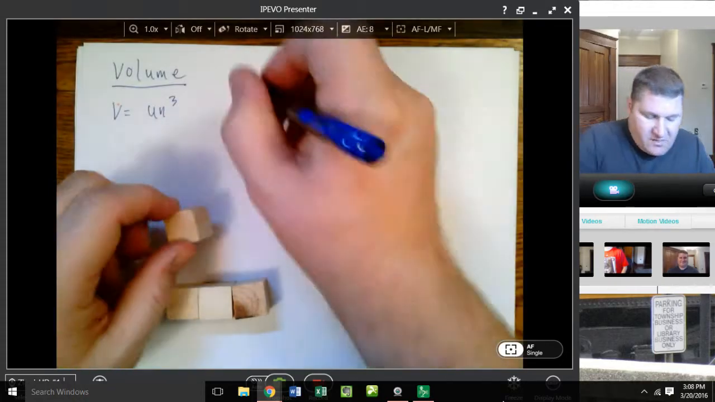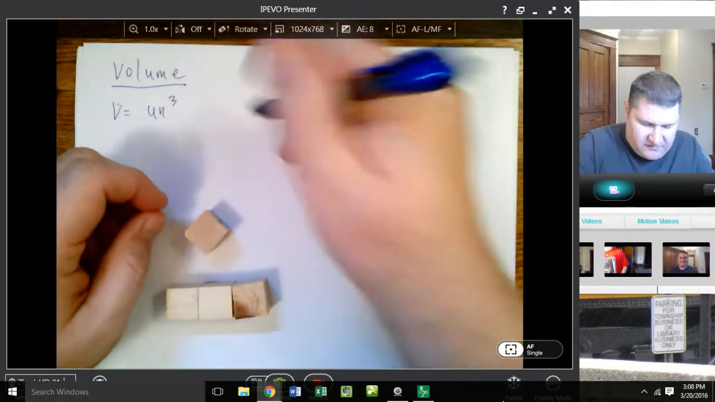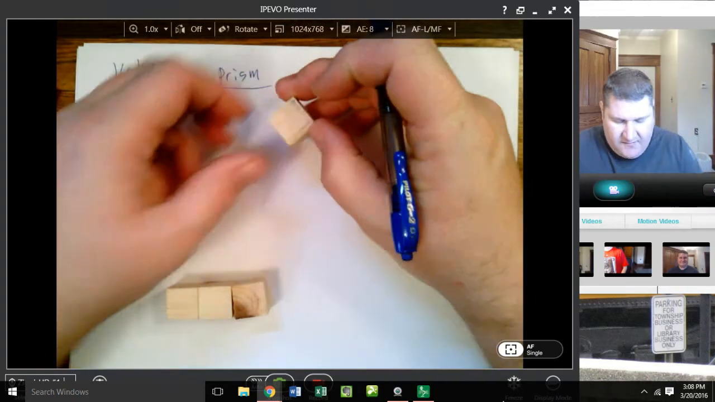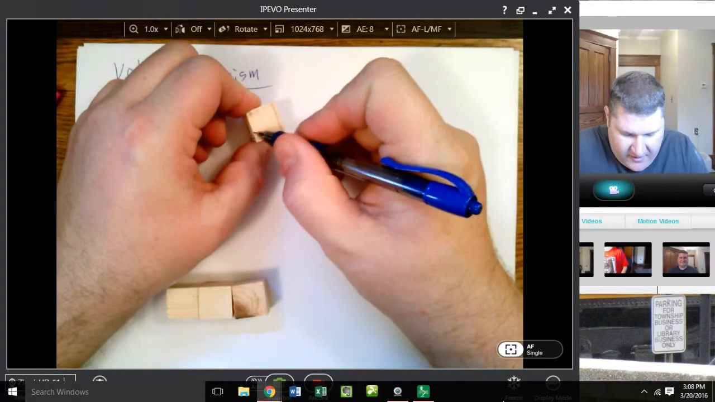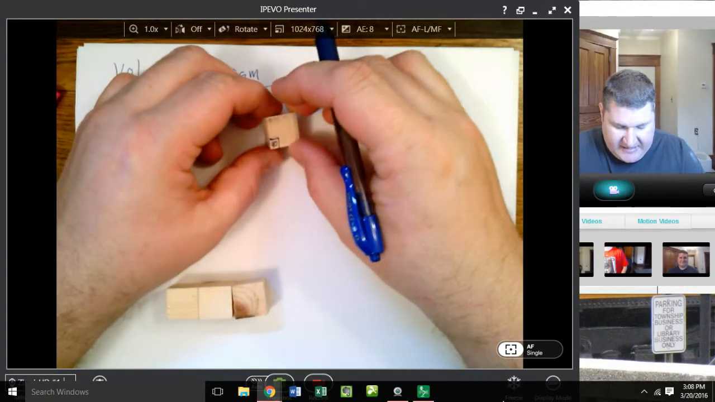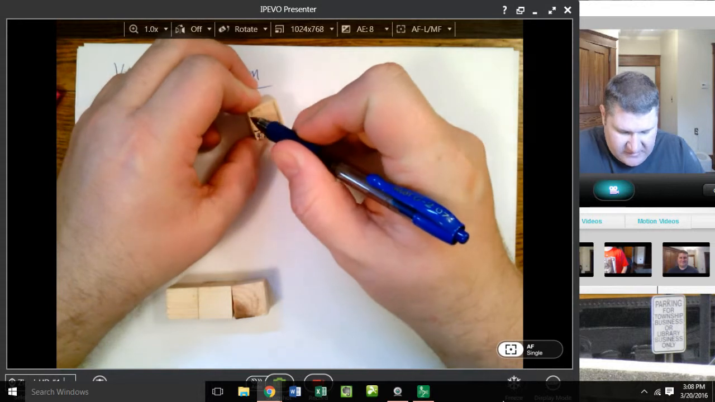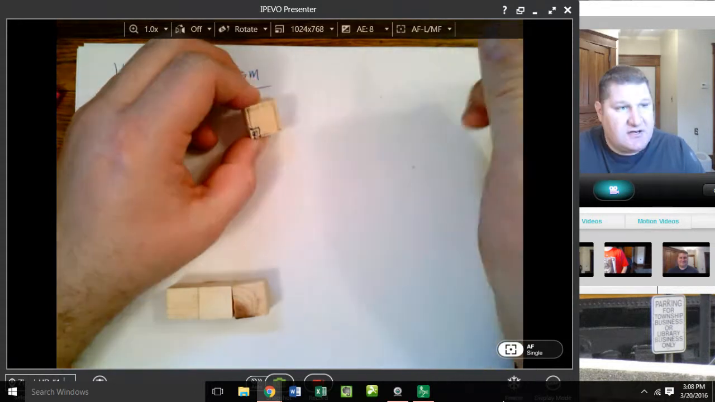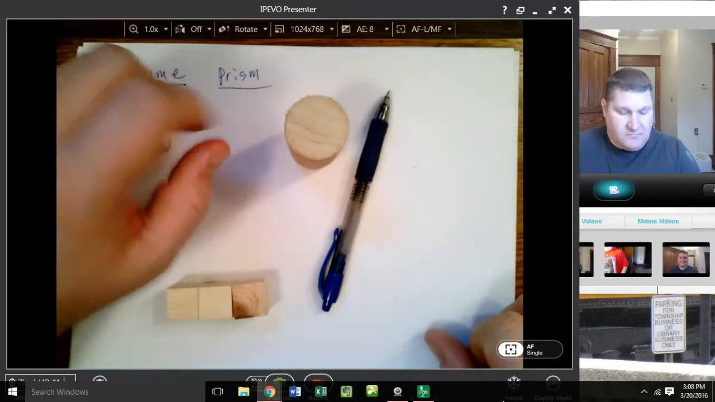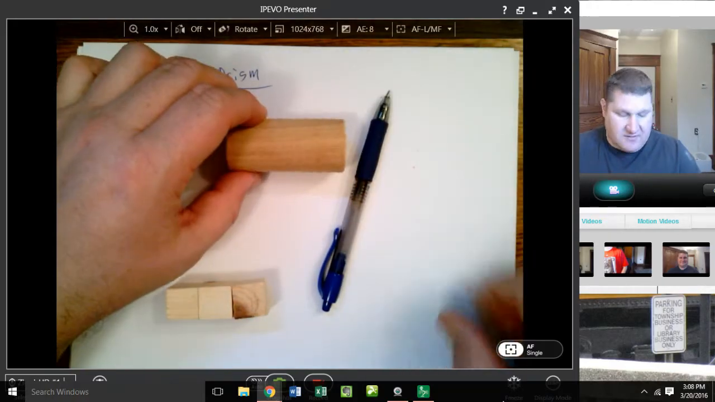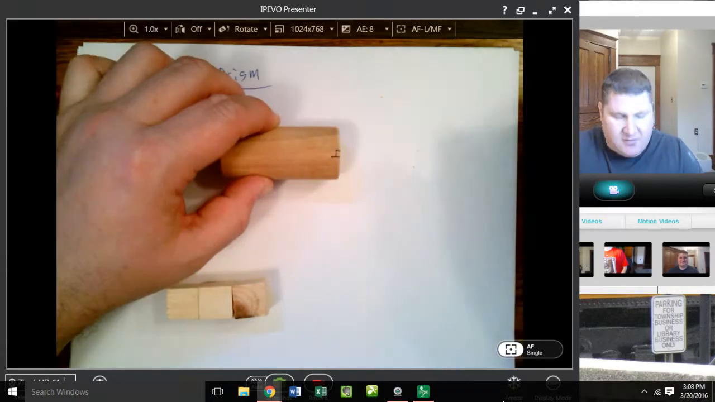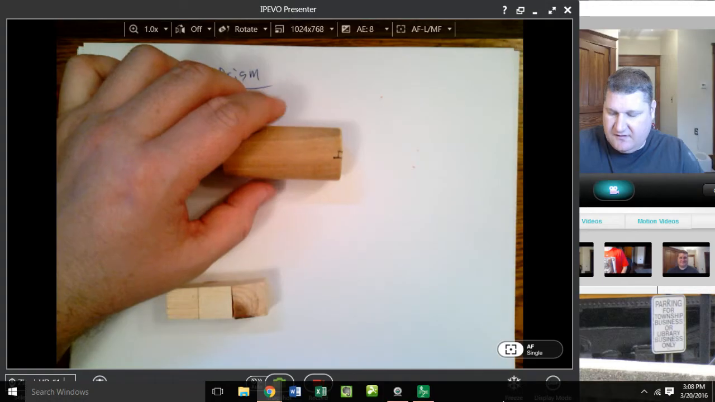Now, volume for prisms, which is what this is, a prism, okay? And this happens to be a right prism where I have a right angle, a 90-degree angle right here. So the base and the height meet at a 90-degree angle. So that's a nice right prism. As an example, this is a right cylinder, okay? The base and the sides meet at a right angle. So that works out nicely.